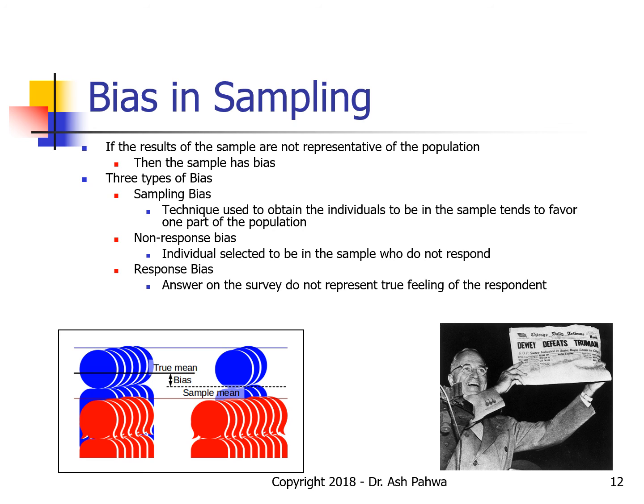So there are three types of biases. The first one is the sampling bias. This occurs because the technique used to obtain the individuals to be in the sample tends to favor only one part of the population. Now suppose we take a sample of American citizens' opinions, and suppose we select only females. That would introduce bias because we are not accommodating the opinions of males in our analysis. So this would clearly be a sampling bias.